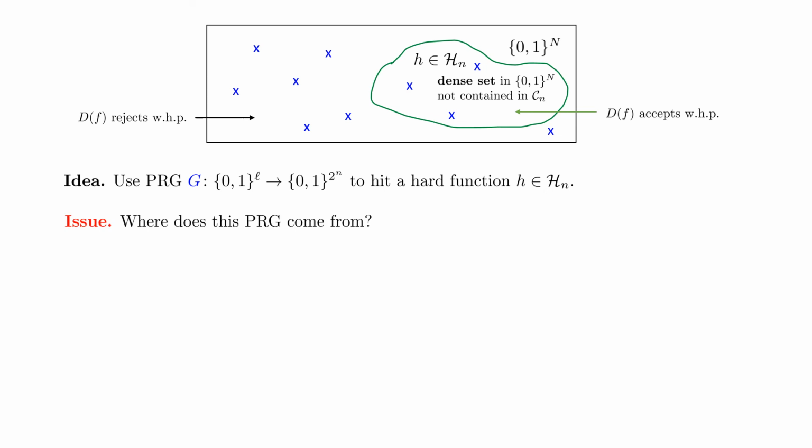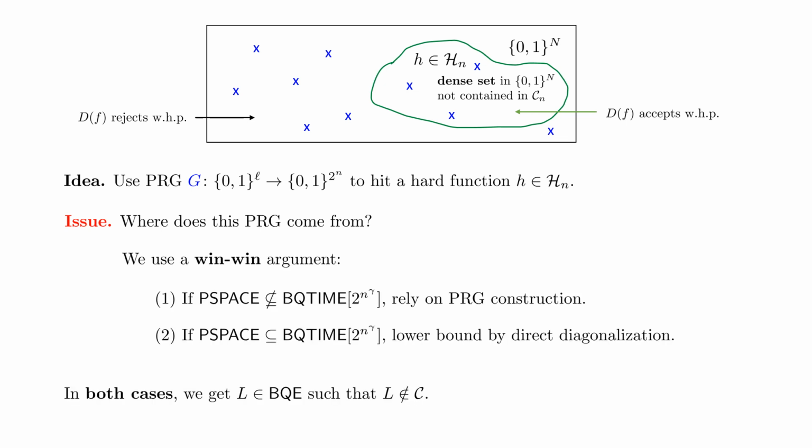The main issue is, how do we find this PRG? Can we get a PRG that is strong enough to fool quantum computations? We address this issue by using a non-constructive win-win argument. In the first case, we build the necessary PRG under a hardness assumption. In the second case, if we assume that the hardness does not hold, then quantum computations become so powerful that we are able to find a hard function directly by diagonalization. In both cases, we are able to get a language in BQE that does not admit small circuits from C.